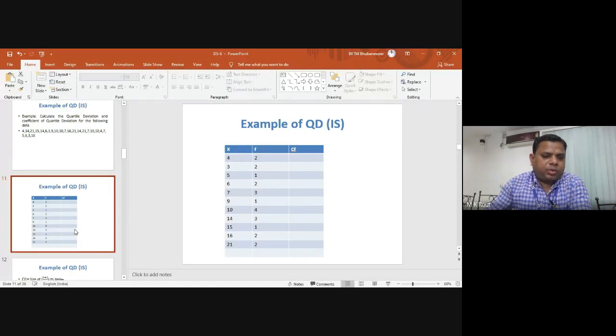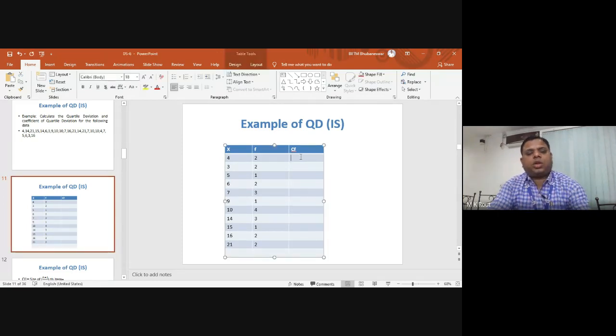10 appears 4 times. 14 appears 3 times. 15 appears 2 times. 16 appears 2 times. And the last one, 21, appears 2 times. So from that you have to calculate the sum of frequency, and after that you proceed to calculate the cumulative frequency. So for the first row, here I write 2 plus 2, that is 4.